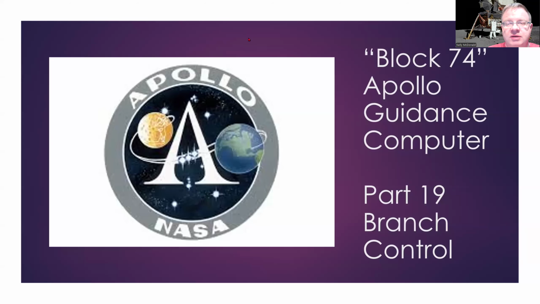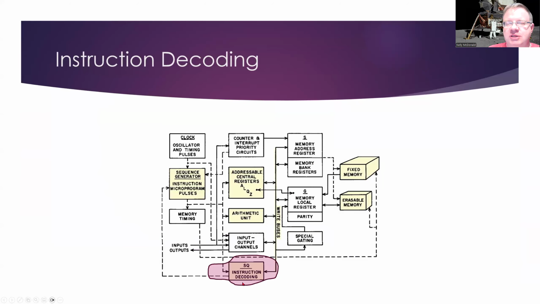Well, welcome back, everyone. Today, in episode 19, we're going to start talking about branch control in the Apollo guidance computer. So I'm going to go to the diagram. This is one of the diagrams that we looked at in the very first episode, which is a different kind of logical breakdown of the guidance computer.